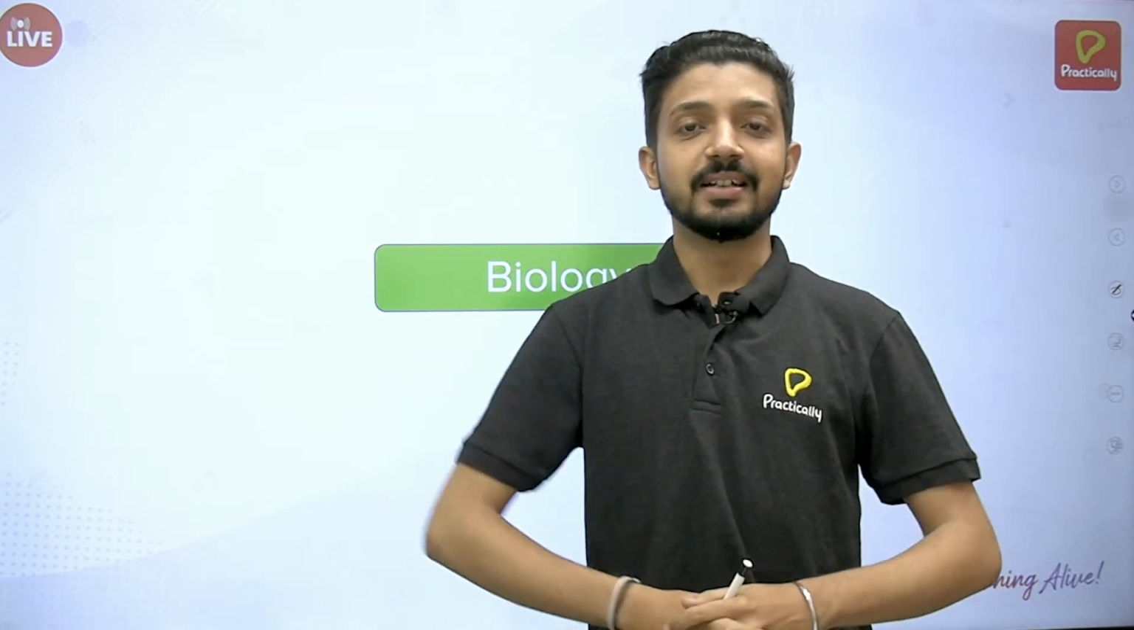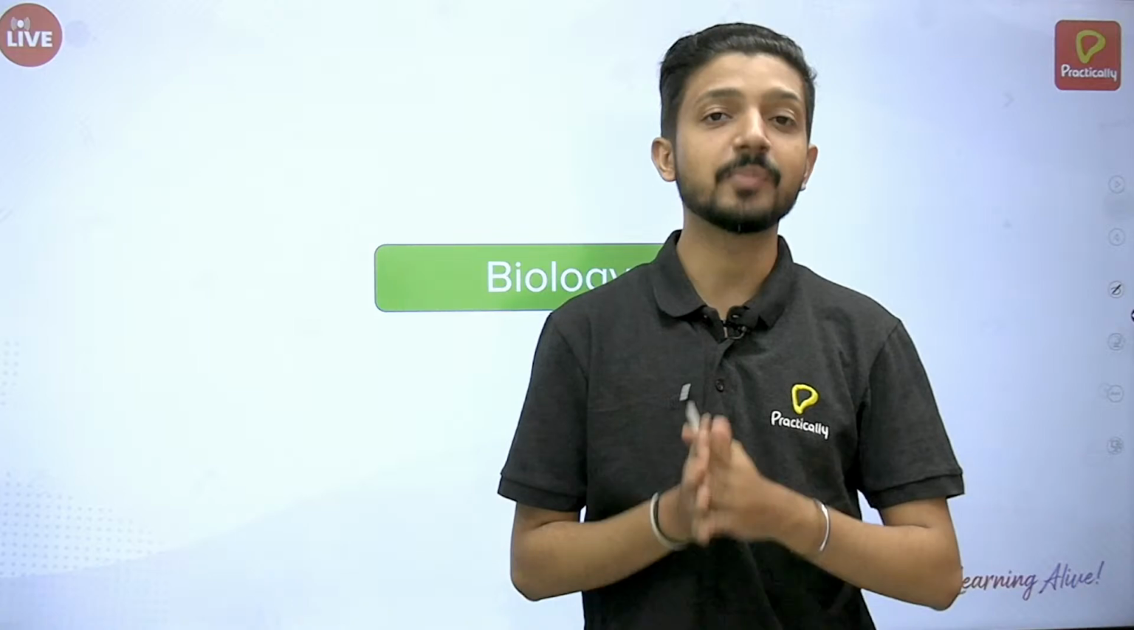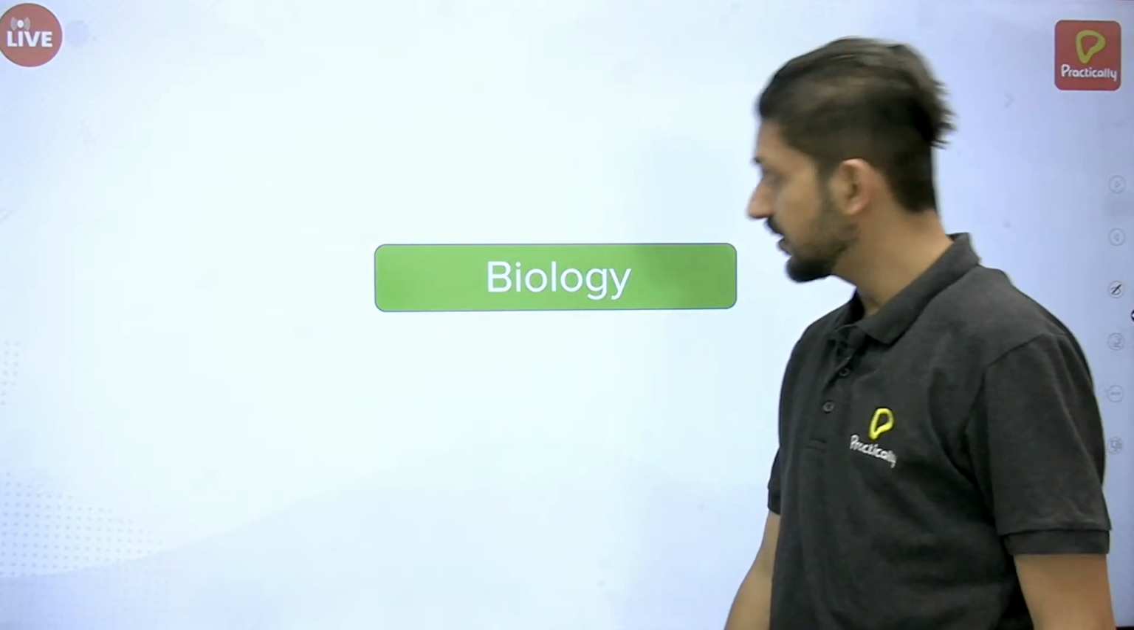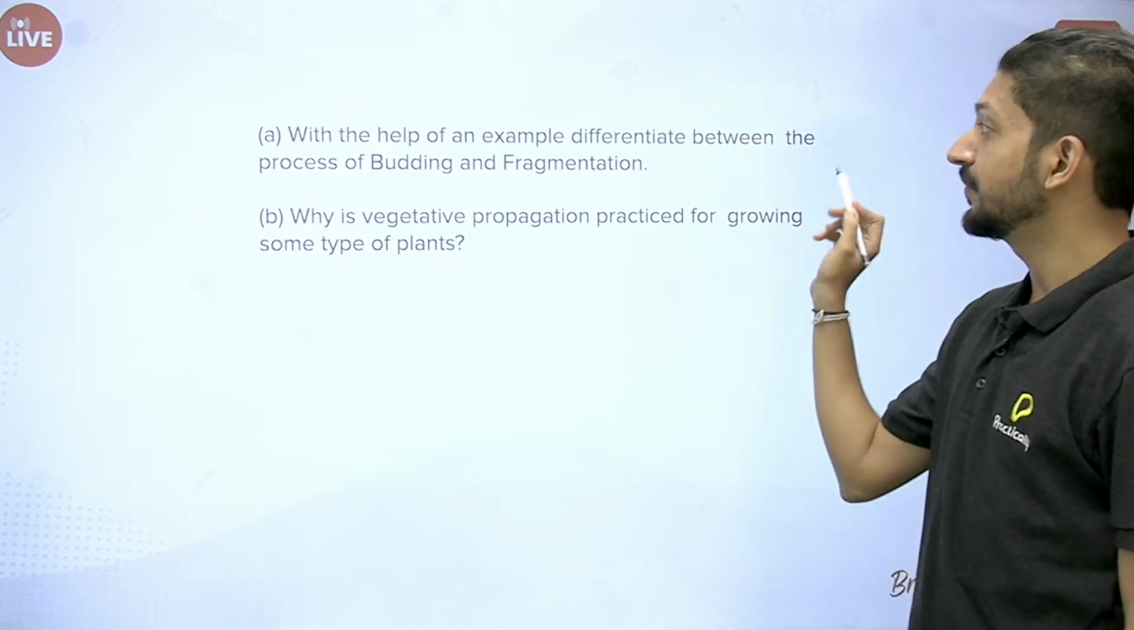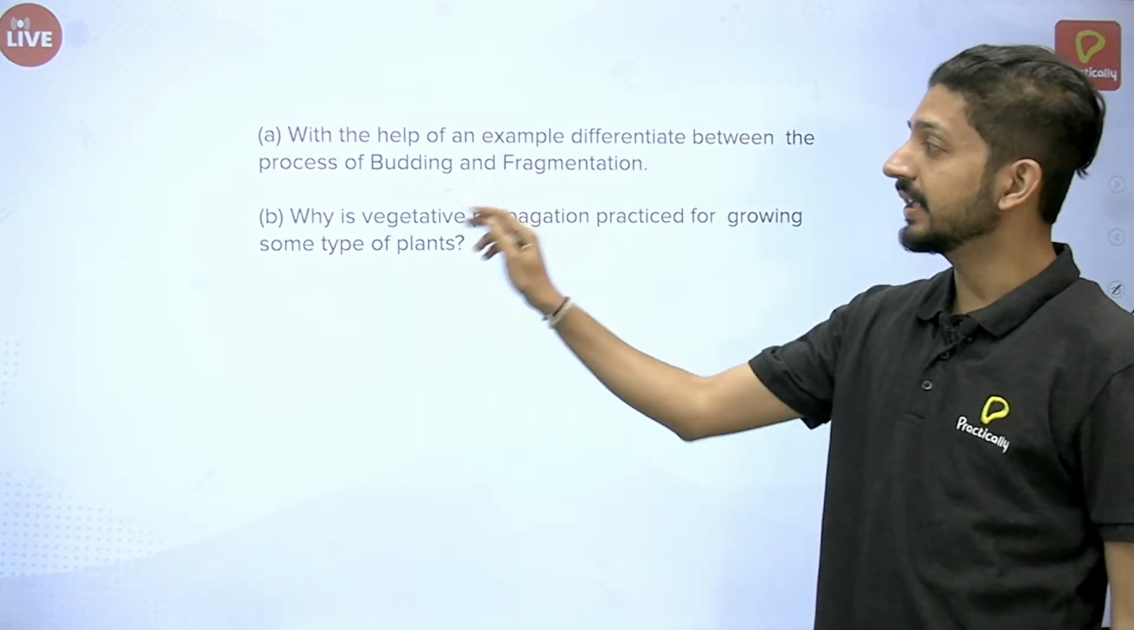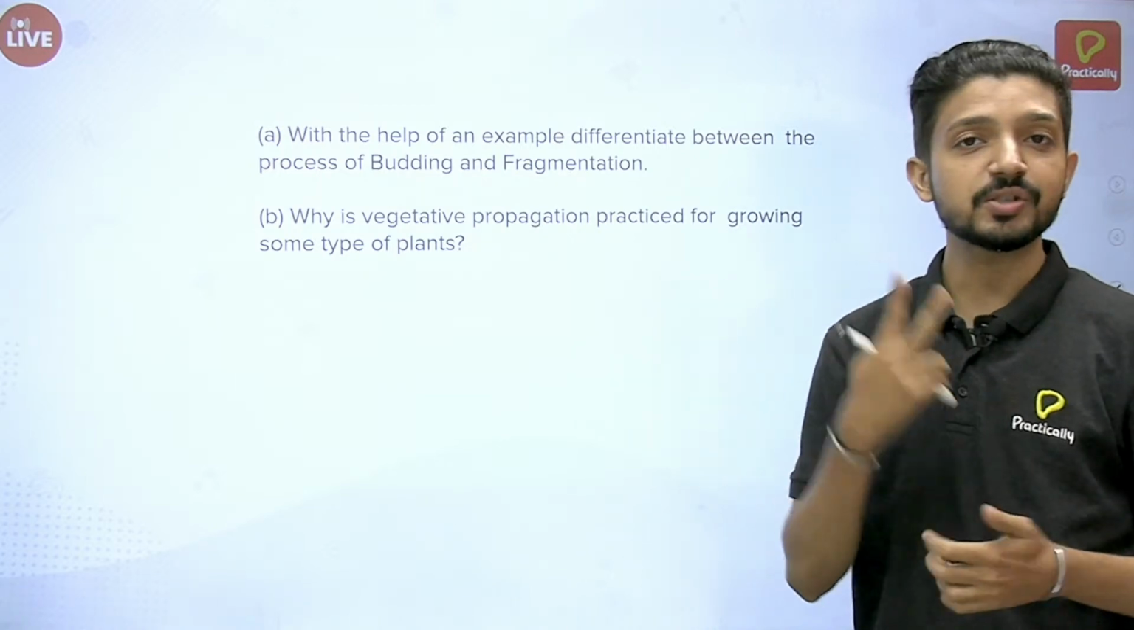Hello everyone. So let's discuss the sample paper questions from the biology section, beginning with the first question. As you can see on the screen: with the help of an example, differentiate between the process of budding and fragmentation. So this question has two parts to it.